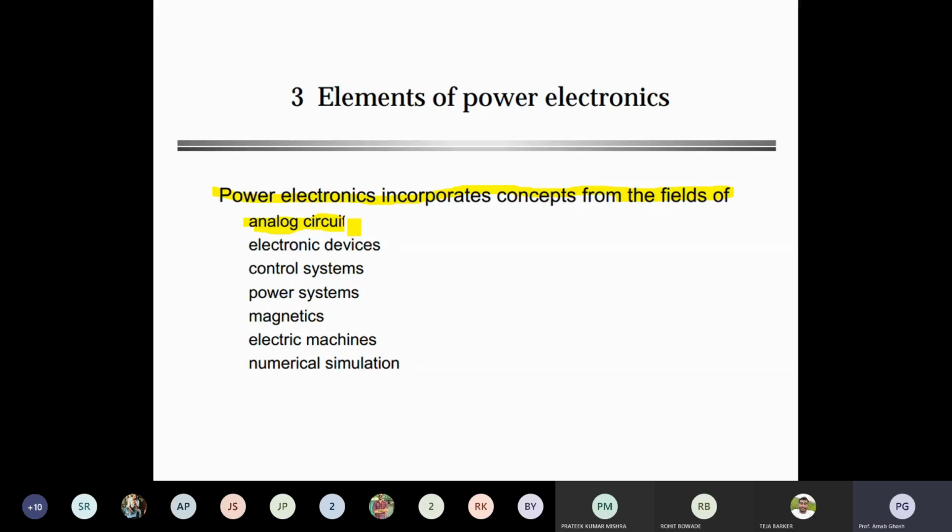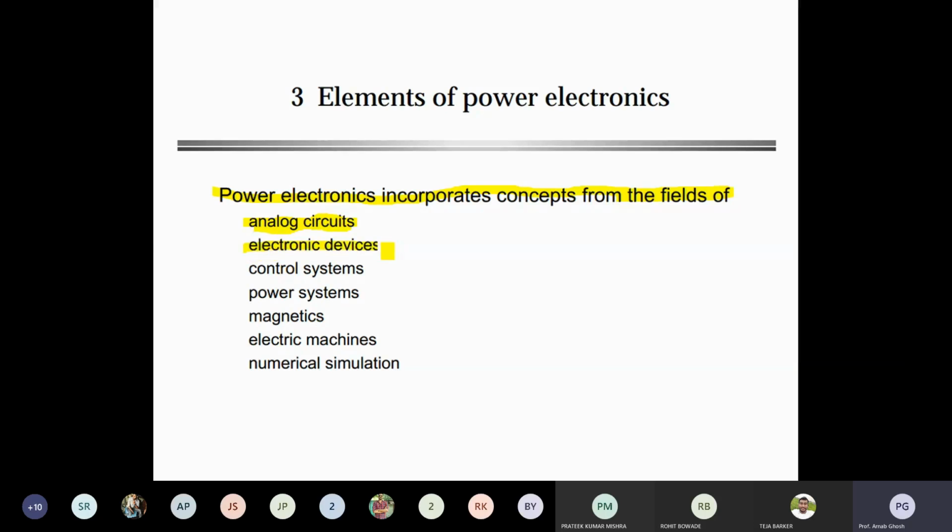Lots of differences are there between analog electronics and power electronics. Normally the most important things are the doping and the voltage level. If the voltage level is different, then definitely the doping will be different. So the first thing is your analog circuit, which is normally used for your control circuit.